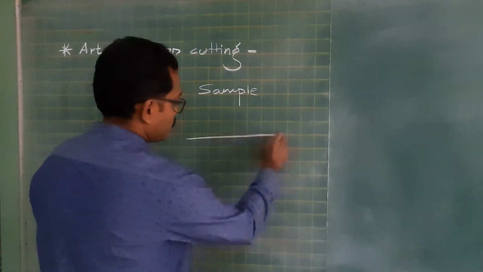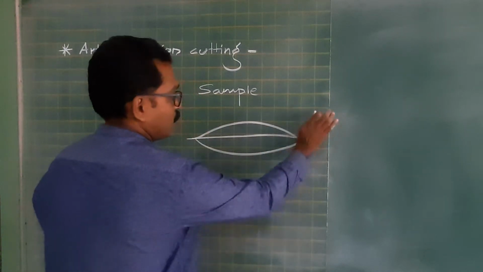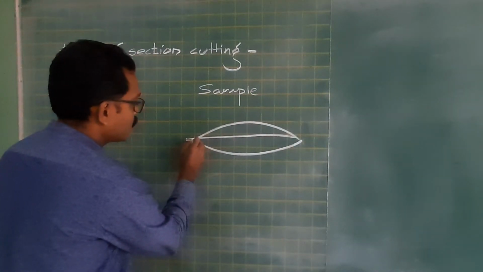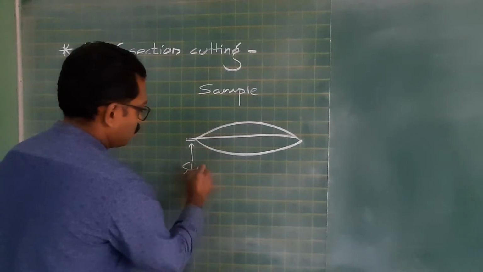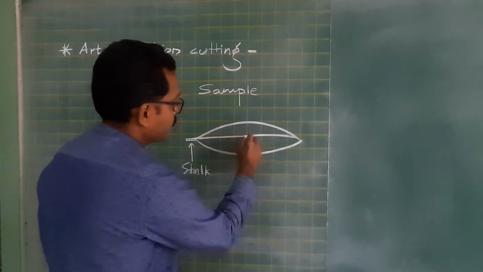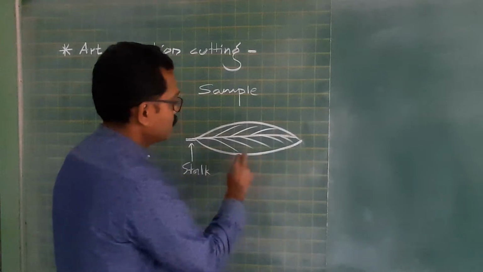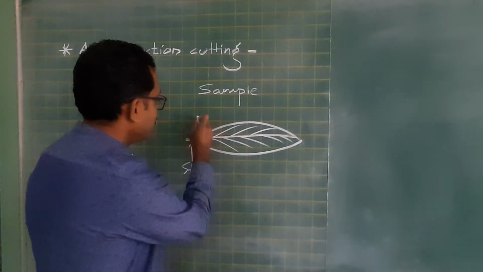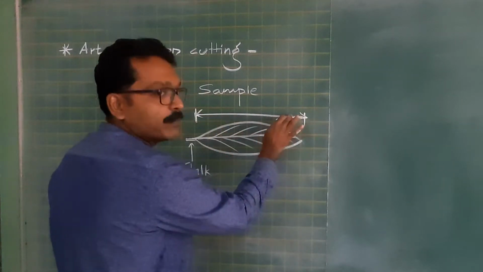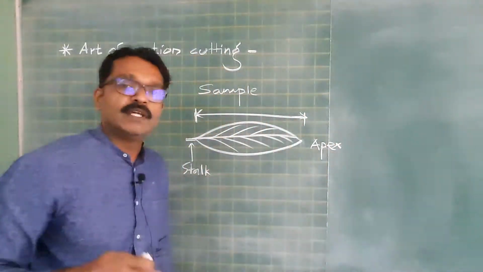So see, this is a particular leaf, this is a typical leaf, this is particular stalk, or you can say petiole. This is a midrib, and these are the veins. These are the veins. This is actually lamina. This is lamina, and this is called as the apex or tip of the leaf.